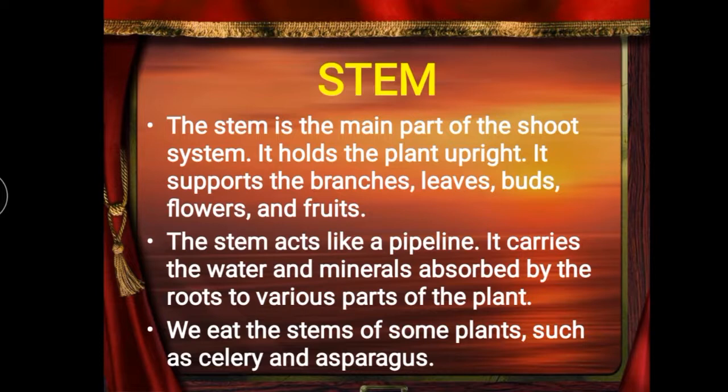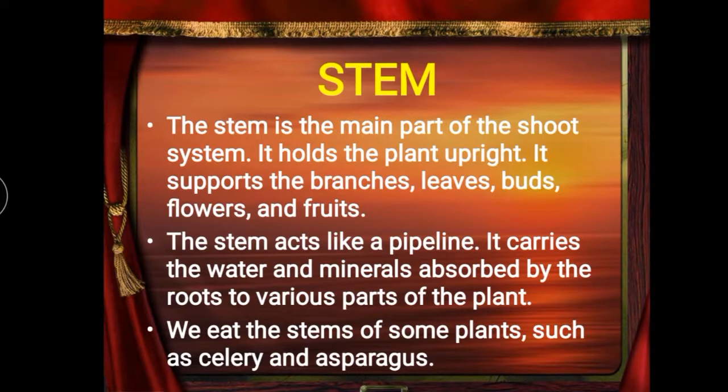Then, we eat the stems of some plants such as celery and asparagus. Some types of plants, we are also eating the stem of the plants, like celery and asparagus. These are the types of plants, celery and asparagus.